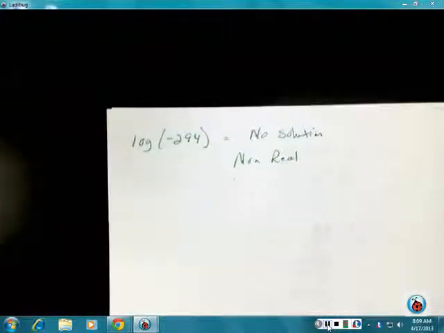Non-real meaning that if you were to do anything with it, remember we had all those imaginary numbers way back. If you had that kind of thing going on, that's kind of what happens, is you don't get something that's a real number in there, and so you have to be careful with that one.